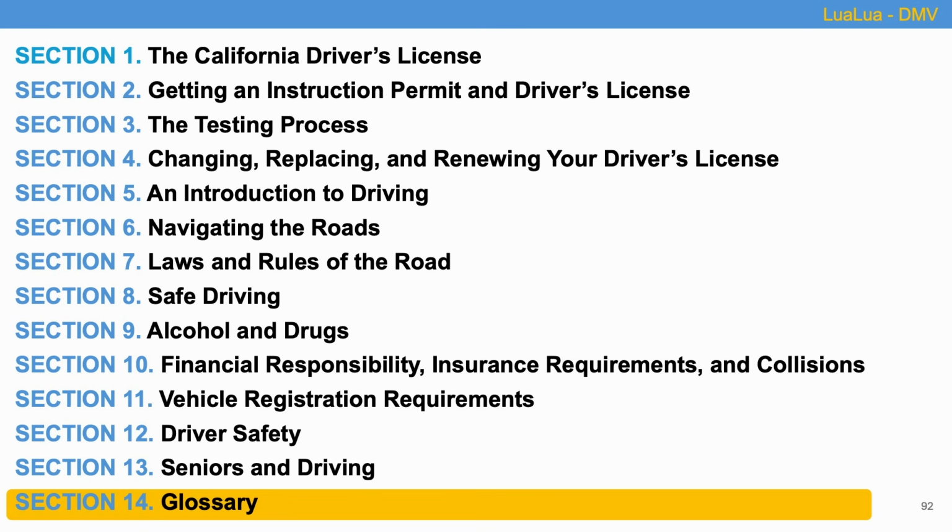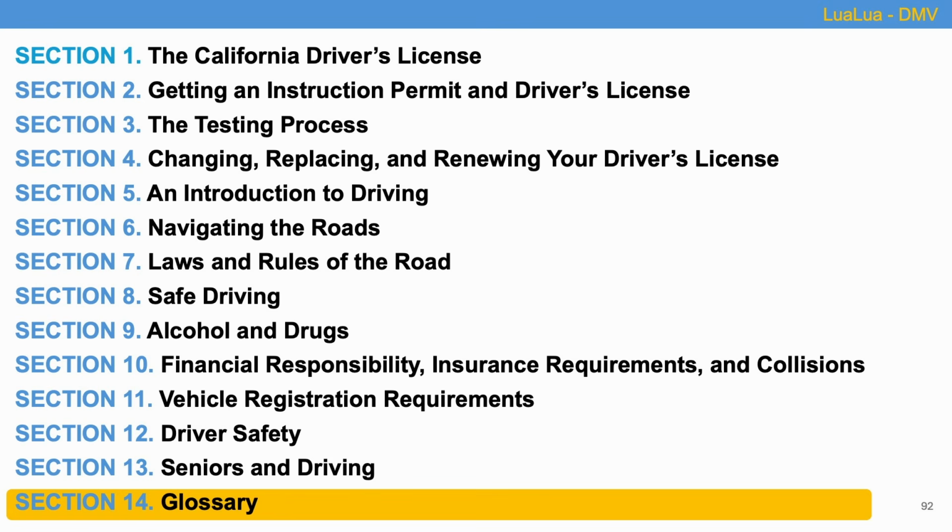Section 14. Glossary, Term and Definition. Behind the wheel drive test. A drive test where you have control of the vehicle and are accompanied by a DMV examiner who is evaluating your driving skills. Blood alcohol concentration, BAC. Your BAC is the amount of alcohol in your blood. For example, if your BAC is 0.10%, that means you have 0.10 grams of alcohol in 100 milliliters of blood.